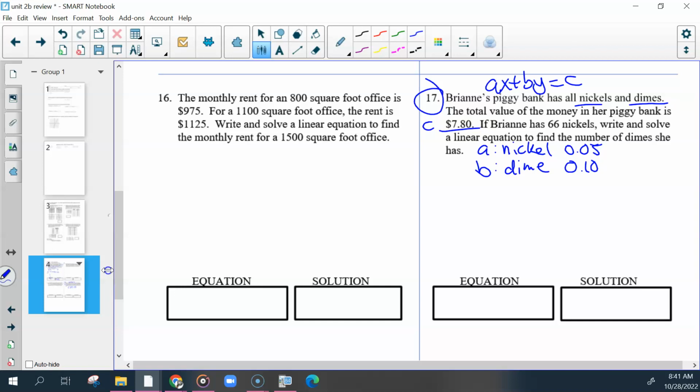Make sure you're using decimals and the correct decimals. X and Y have to be related to whatever A and B are. 66 nickels, that would be your X. Number of dimes would be your Y. So our equation would look like $7.80 equals, or you can put it at the end, either or. Let's do that, sorry. 0.05 X plus 0.10 Y. Sorry, X is 66. My brain is not here today.